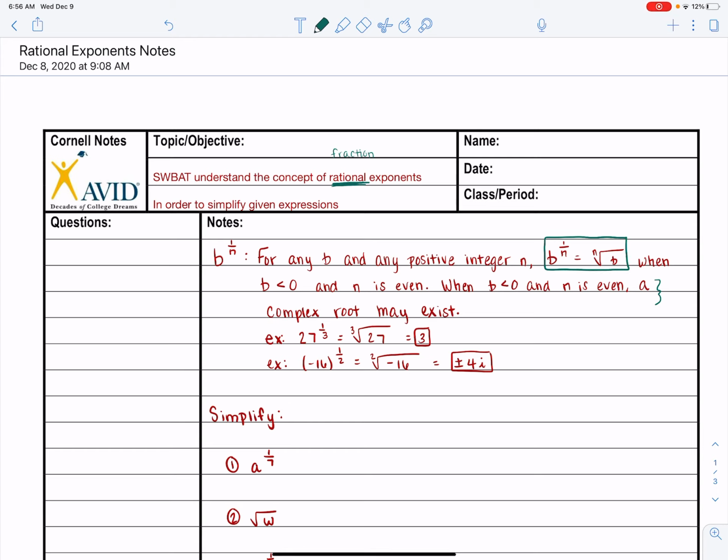Okay, so for example, if I have 27 to the 1/3 power, that's the same as having the cube root of 27, which is 3, because 3 times 3 times 3 is 27. If I have negative 16 to the 1/2 power, that's the same as having the square root of negative 16, which is positive or negative 4i. It doesn't really make sense to have something to a power that's a fraction, and so that's its opposite, okay?